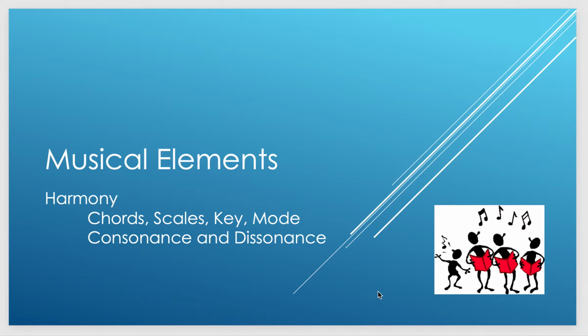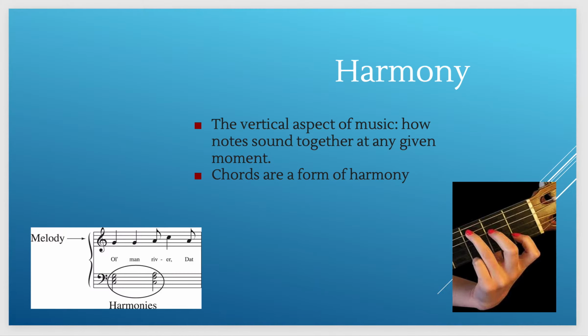In this clip, we're talking about harmony. Harmony has lots of aspects to it, so we're going to talk about some other terms associated with harmony. So what is harmony? Harmony is the vertical aspect of music. It is what happens in any moment of time. And harmony is when you have two or more pitches sounding together, and it's the sound of that.